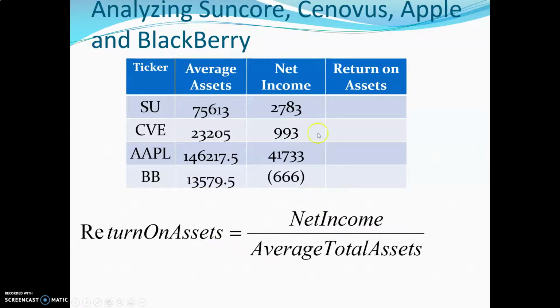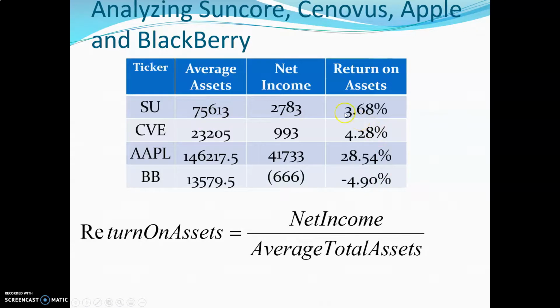In this case, we're going to be taking our net income, the 2,783, and dividing it by the average assets, which we calculated in the previous slide. We used the starting and ending asset values, and we added them together and divided by 2 to get these numbers. So you do need to take multiple years of asset values to find these numbers. So in this case, if we're calculating the return on assets, it's going to be 2,783 divided by 75,113. We can do this for each one of these.